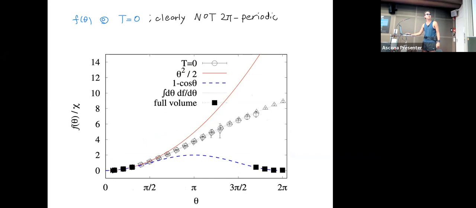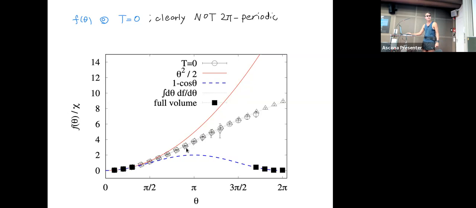If you take the full volume and study the region around theta equals zero, you can just study it without using the sub-volume trick. The data points are given here with these black boxes. You can already fit that with a square function, and then the coefficient, the topological susceptibility, you can compare with other studies. But if you use the full volume, it becomes increasingly difficult to go beyond a certain point like pi over two. And if you want to go to pi, we have to use the sub-volume method.